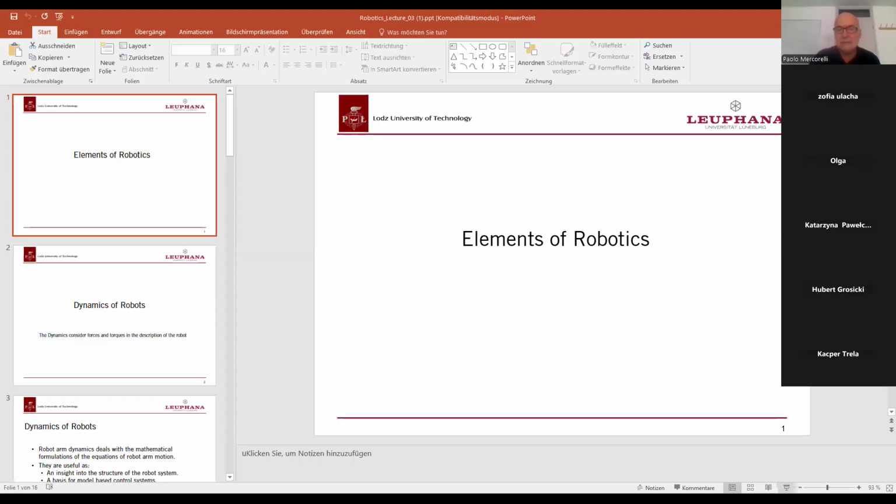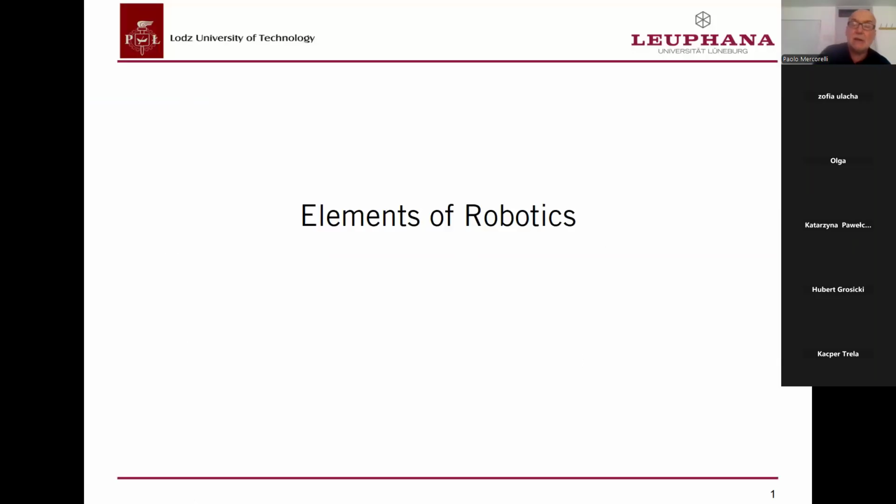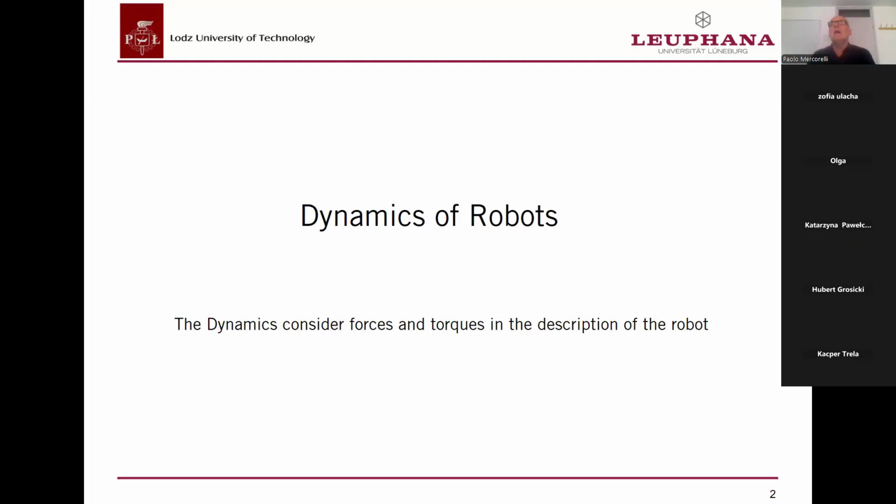I think you can see the slides. I have them in order to introduce elements of robotics very quickly, in order to introduce the nomenclature, the basic laws, and possible approaches, ideas to model at the beginning. Nomenclature, dynamics of robots. The dynamics consider forces and torques in the description of the robot.